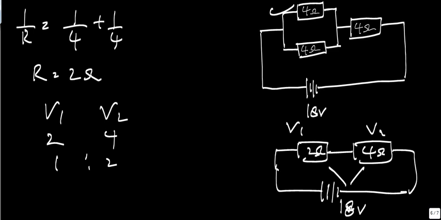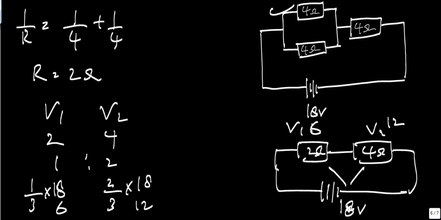18 is being distributed in that. So we can write V1 as 1/3 times 18, and V2 as 2/3 times 18. How much is it? This one is 6 and this one is 12. So the voltage here is 6 and the voltage here is 12. That means the voltage across these two is 6 volts and the voltage across this one is 12.